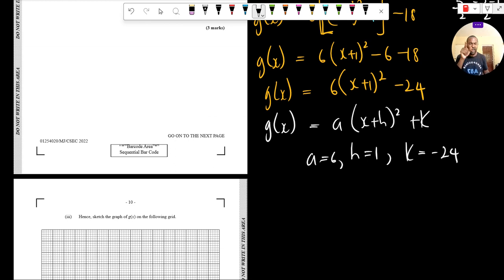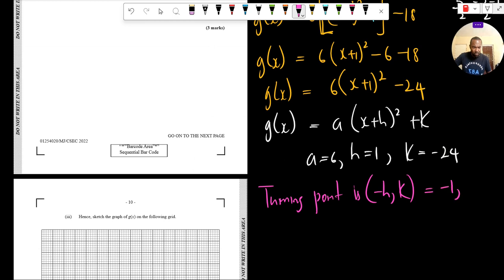Once a quadratic is in this form, you can actually write down the turning point of the quadratic, right? Now, because we're told to put it in this form, a(x + h)² + k, what this means is that the turning point is (-h, k), which of course would therefore be equal to (-1, -24). So this is what we can determine after completing the square of a quadratic. We can just write down the turning point.